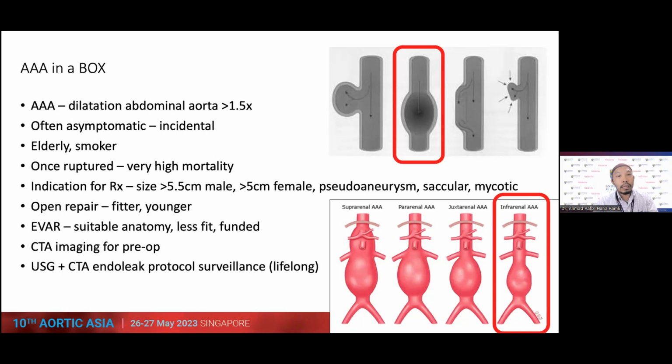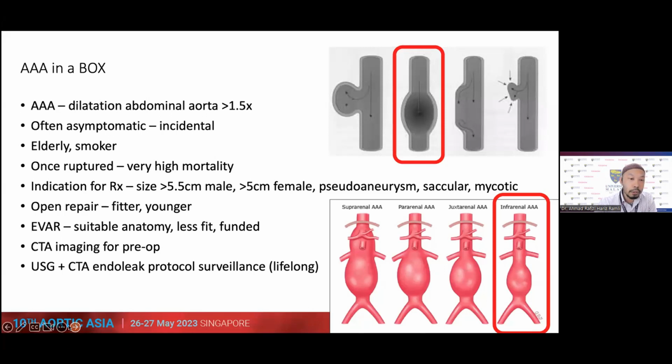And we often offer open repair for fitter and younger patients, but for those who are a bit more elderly and have comorbidities, we offer EVAR. Having said that, it's quite expensive, so they have to be funded, and we routinely do preoperative imaging, CTA, for all our patients. Most of the time, we see infrarenal rather than juxtarenal or suprarenal. But having said that, we do see them quite often too.